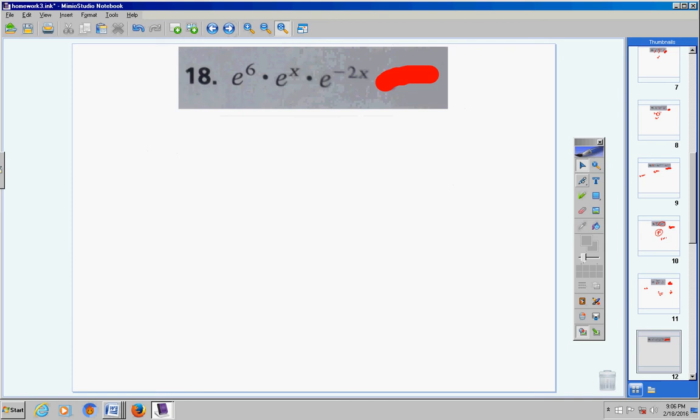Number 8, okay? We're multiplying 3 e's. They're all the like base, e times e times e. So when you're multiplying like bases, write the base once, and then add the exponents. So 6 plus x plus negative 2x. Well, there's no like terms for 6, so bring your 6 down. X plus negative 2x is really x minus 2x, which is negative x. So, there we go. We added our exponents.